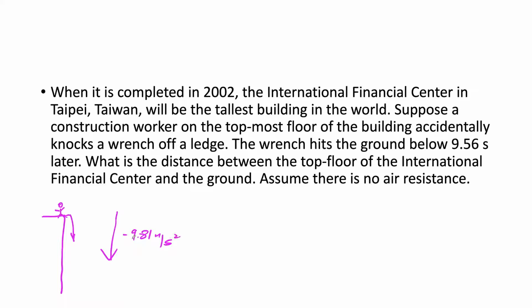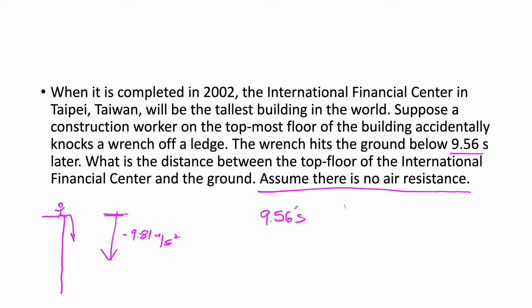Now, here's why it's minus. Whenever we look at positive and negative values, we have a direction. Up is going to be positive, down is going to be negative, depending upon your point of view. Now, this is going straight down, and we have a time, 9.56 seconds, and we want to know the distance. And for most of these problems, there's nothing pushing it back. There's no air resistance, so just gravity pulling it down.